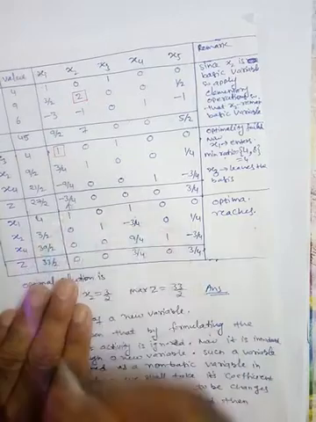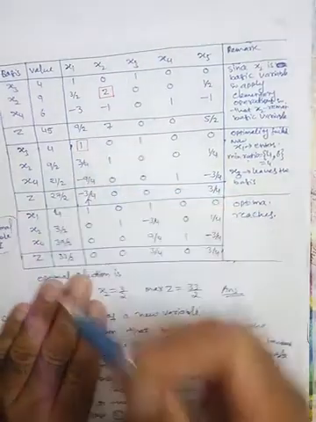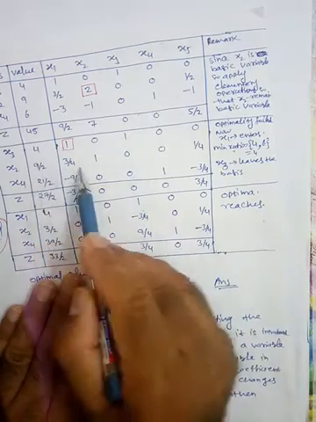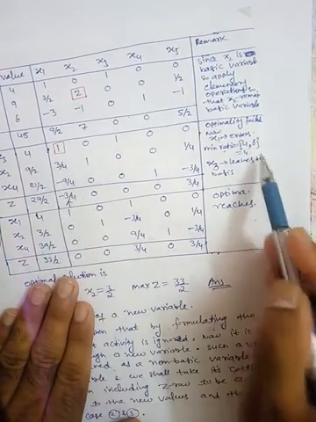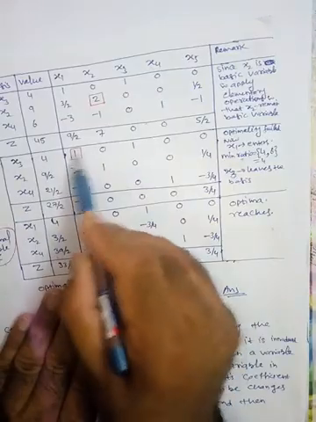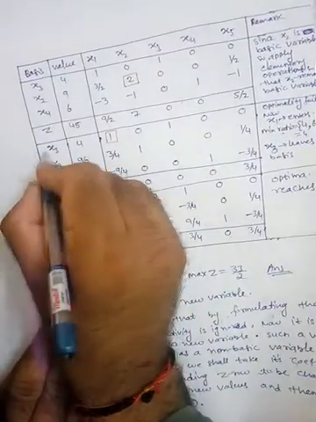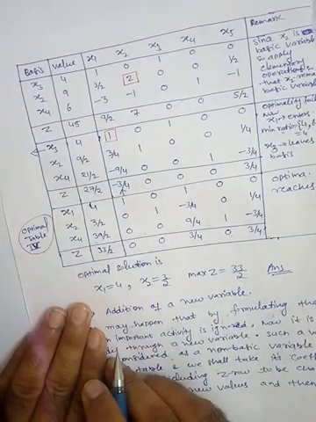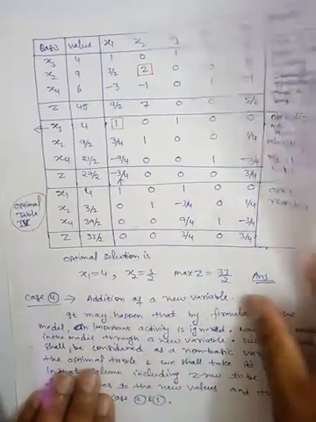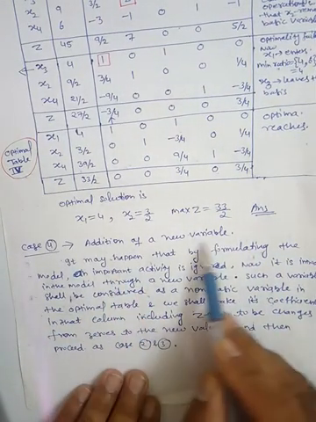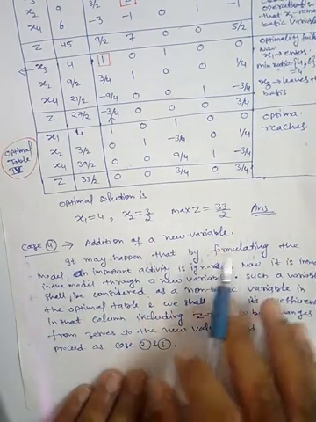So x1 enters the basis and then we find out the leaving variable. The minimum ratio is 4/1 and 9/2 divided by 3/2, so 6. So the minimum ratio occurs for this variable, and that's why x3 will leave the basis, and this is the solution. So this is the procedure. Fine. Now in the next class we will discuss the addition of a new variable. Fine. Thank you.